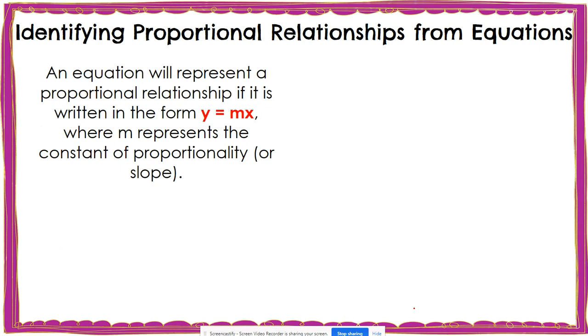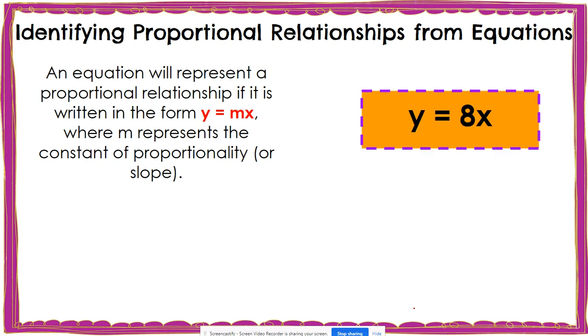Now let's look at how we identify proportional relationships from equations. An equation is going to represent a proportional relationship if it is written in the form y equals mx, where m represents the constant of proportionality. The constant of proportionality is also referred to as slope and rate of change. So for this equation, I can see that y is equal to 8 times x. In this equation, I see that 8 is my constant of proportionality, or my slope of my line.